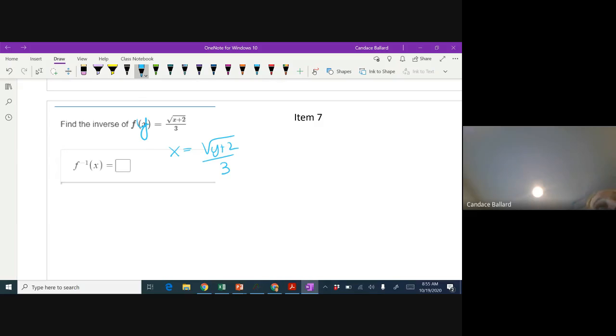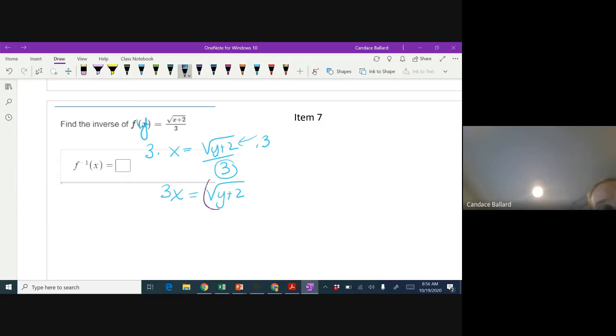Now I want to solve for y, and it was definitely order of operations that killed us. I think we understood the switching part. So you're going to reverse your order of operations. I've got to get y by itself. The first thing I do is get rid of this. To get rid of that, I need to multiply both sides by 3. So I get 3x equals the square root of y plus 2.